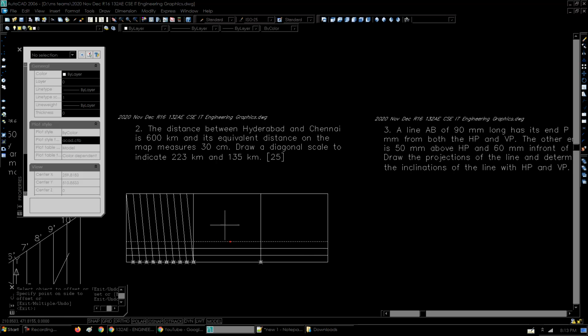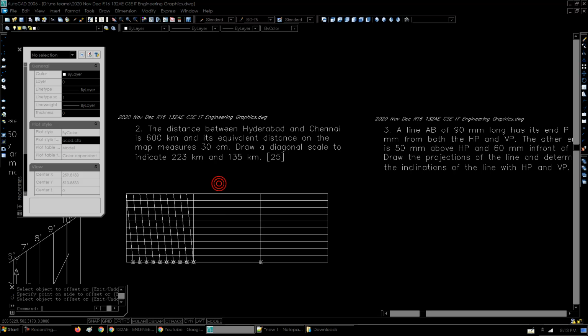So I'm using the offset command with AutoCAD. Those who are using manual drafting, of course, they can make use of the drafter and go ahead and draw horizontal lines at a gap of 5 mm. So now our scale is ready. It just needs to be decorated a little.